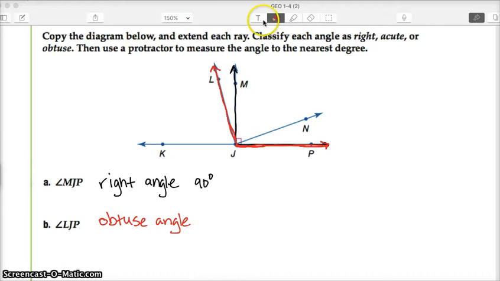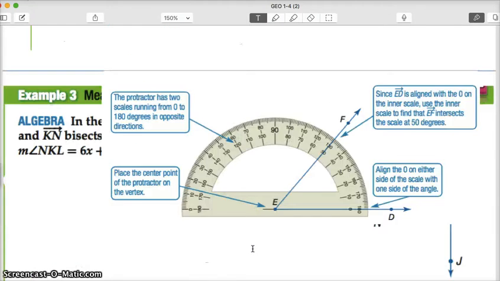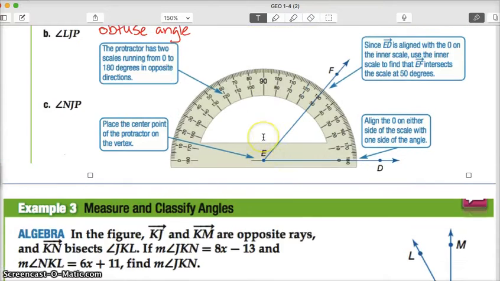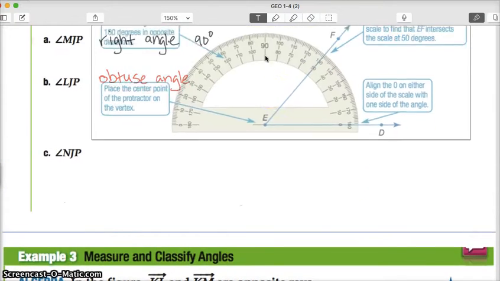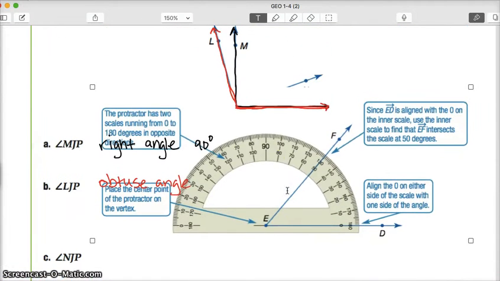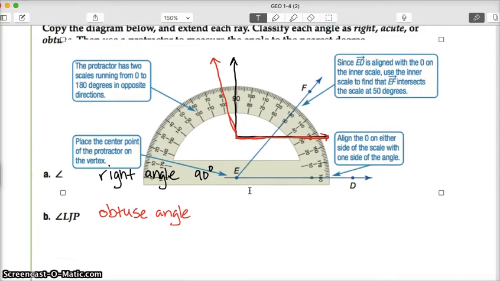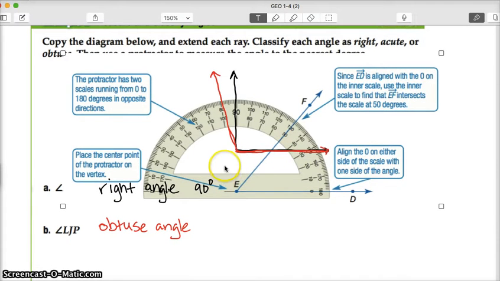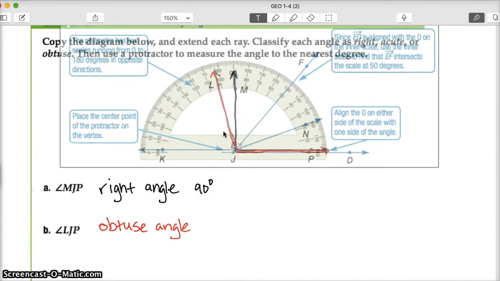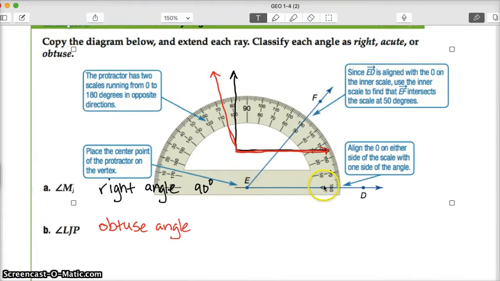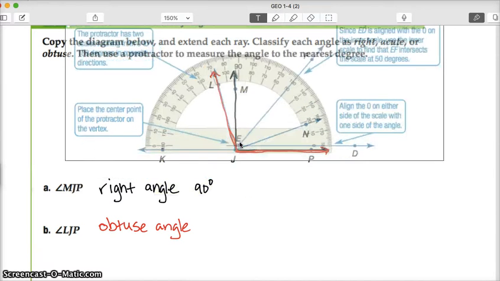Let's see if I can get that together. So I'm going to try to bring up our classroom protractor, or our textbook protractor rather, and place it right on top of our picture here. So again, we make sure the vertex of the protractor lines up with the vertex of our angle, apologizing for this angle that's already there, and that the straight side that goes to 0 is lining up with our initial ray, or one of the sides of your angle.